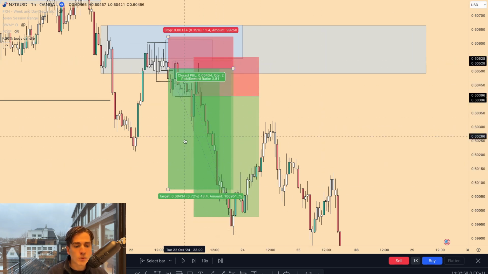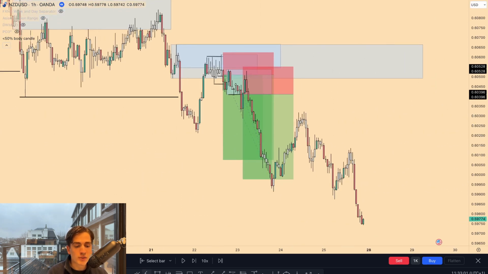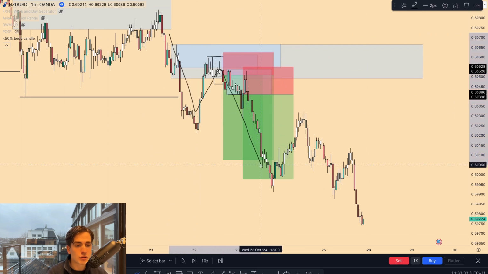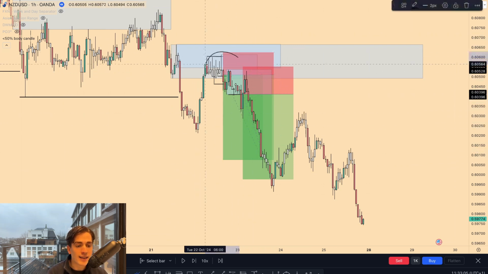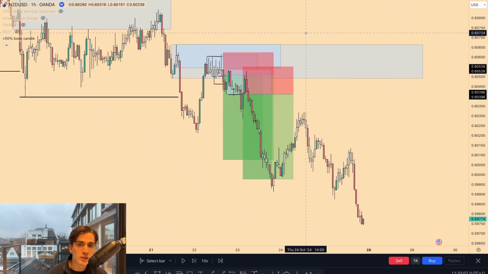It nearly hits our stop loss, but then once again, as long as you're trading with the trend, you should be good. And as you can see, the trend continues, and that is how you can enter on top of these two different areas of supply.